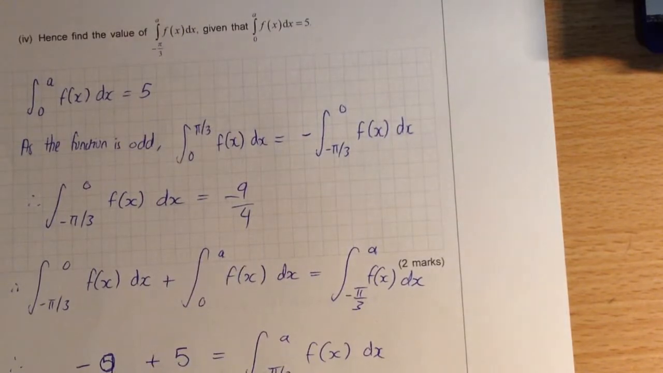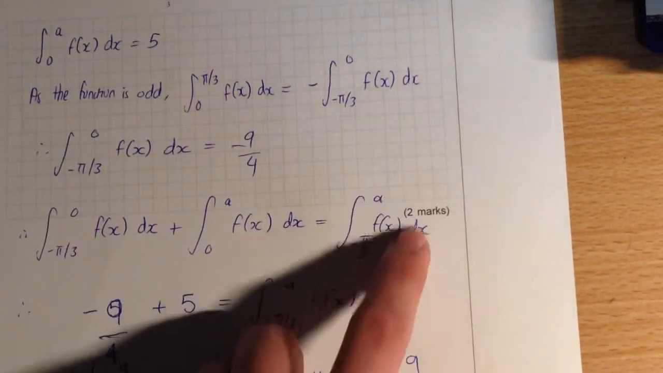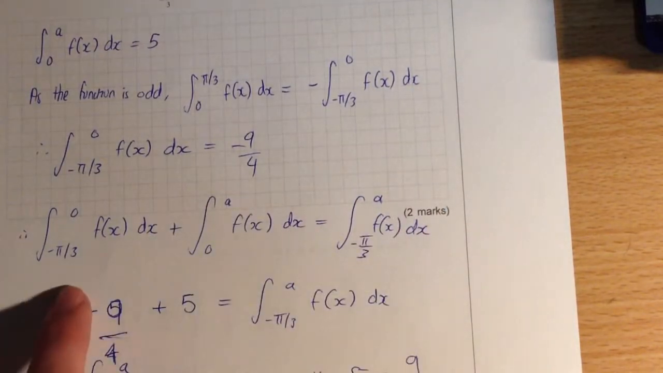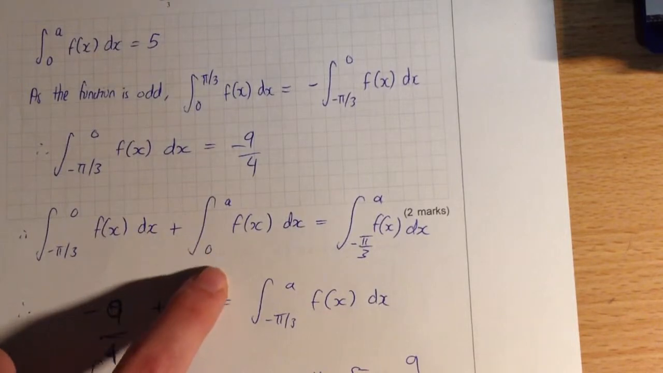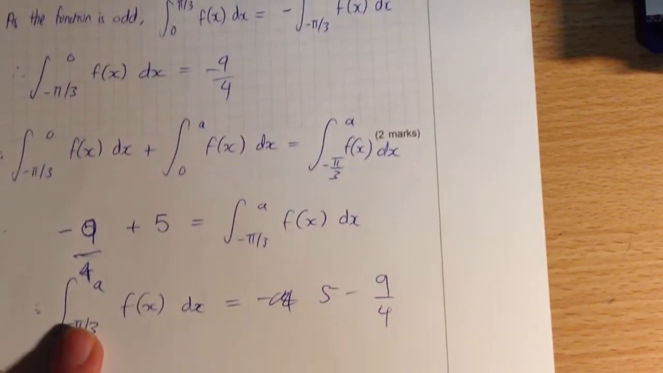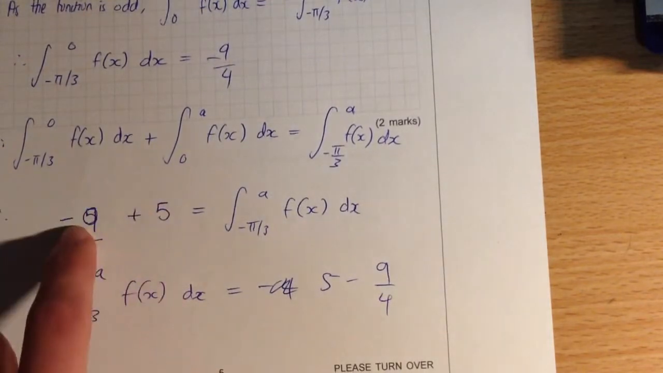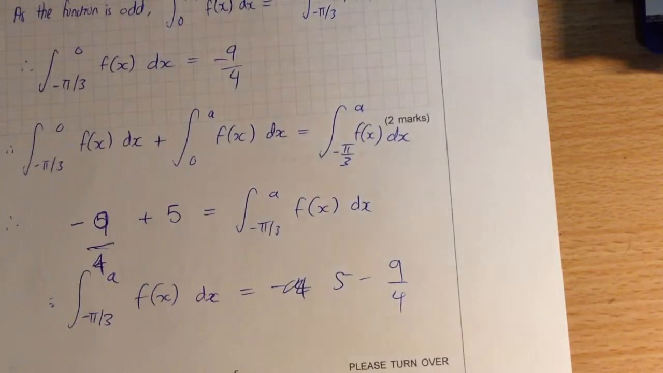We know that outcome. So now we can say the integral from negative pi on 3 to a of f of x dx, which is what we have to find, is simply the integral from negative pi on 3 to 0 of f of x dx plus the integral from 0 to a of f of x dx. We know what the integral from 0 to a of f of x dx is. So as a result, we get this integral as being 5 take 9 on 4.